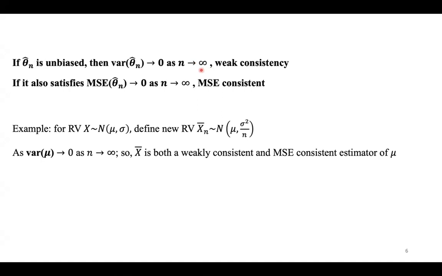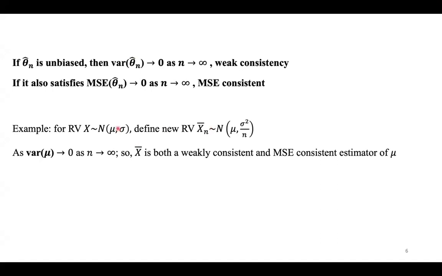We've seen previously that MSE is a combination of variance and biasness, right? So either of these terms. For simplicity's sake, we are only interested in the variance of the estimator. All right. So if the variance goes to zero as n tends to infinity, then we are sure that we are talking about a consistent estimator.